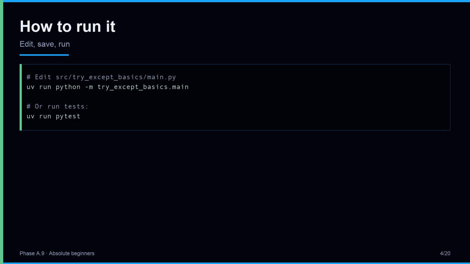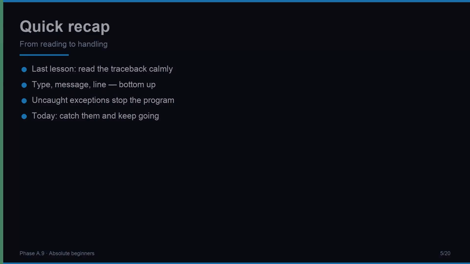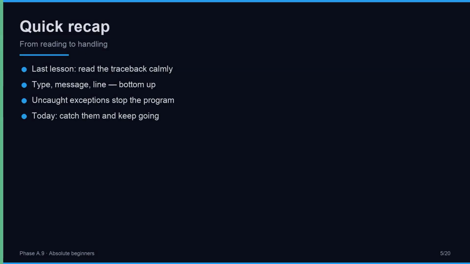Edit, save, run. You can put a shield in front of risky code. Python tries. If it fails, you decide what happens next. Shield your code. Recap from last lesson. When an exception is raised and you do nothing, Python prints a traceback and stops. We learned to read that traceback calmly: type, message, line, bottom up.